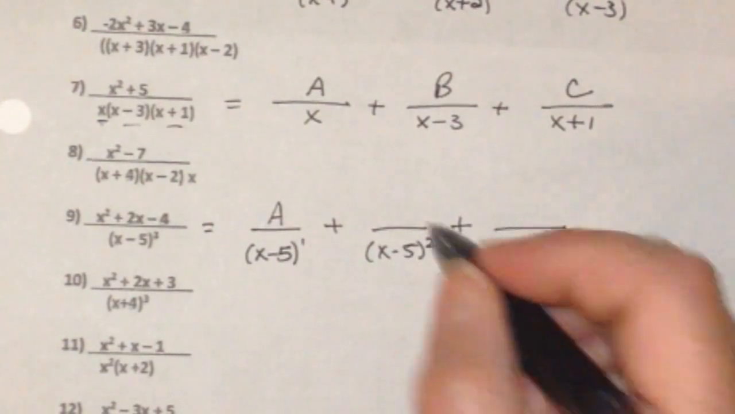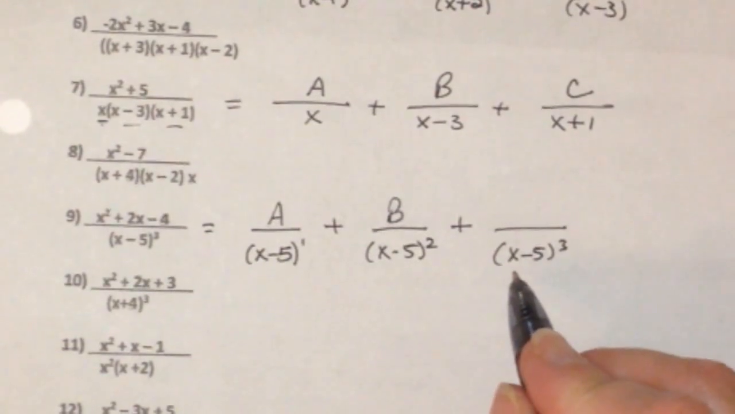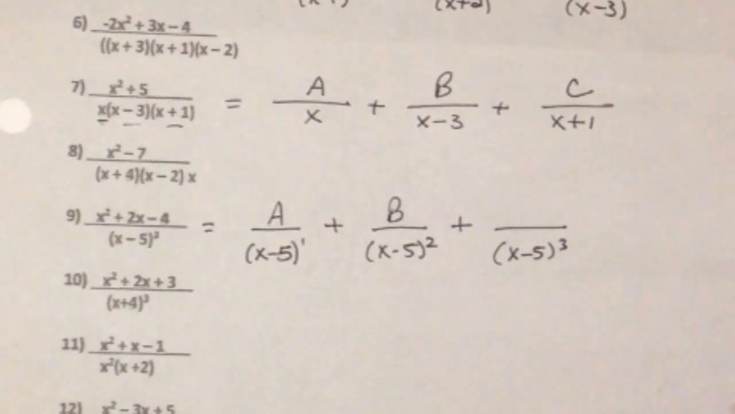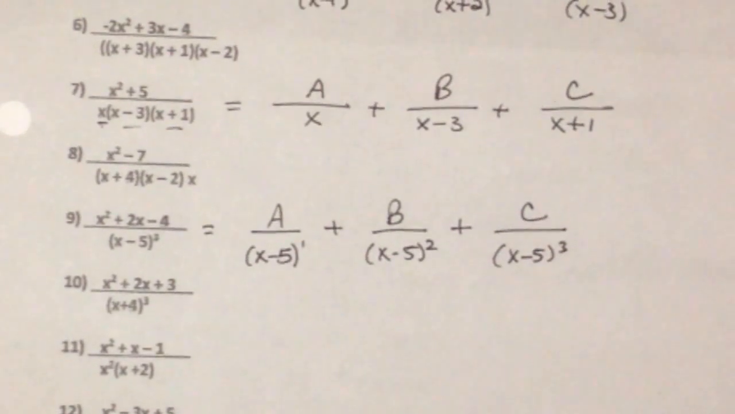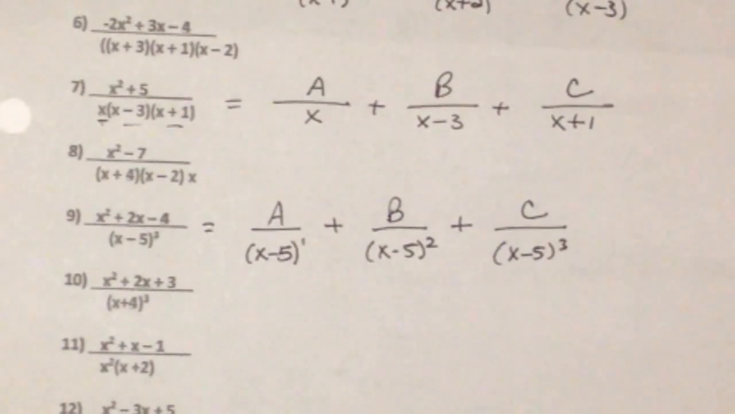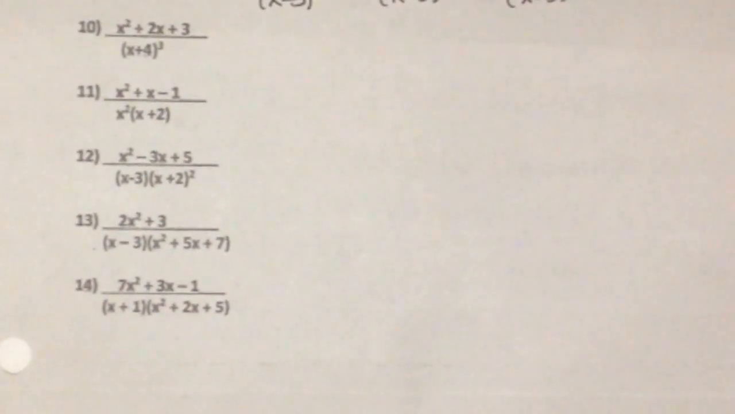We base our decision for the numerator on the factor that's being repeated, which is x minus 5. So that's of degree 1. We get a constant up here. The factor that's being repeated is x minus 5, and so the constant c is what's going to go in that numerator. Number 10 is very similar. Let's look at the last few, number 11.